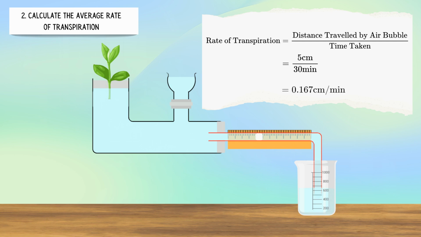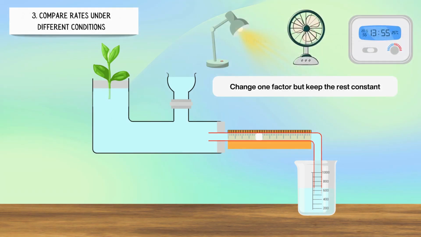Once we have an average rate of transpiration that occurs without any changed factors, we can calculate the rate of transpiration that occurs when we change one factor, such as light intensity, wind speed, humidity, or temperature, while keeping all other factors constant. This gives us the opportunity to compare rates of transpiration under different conditions.